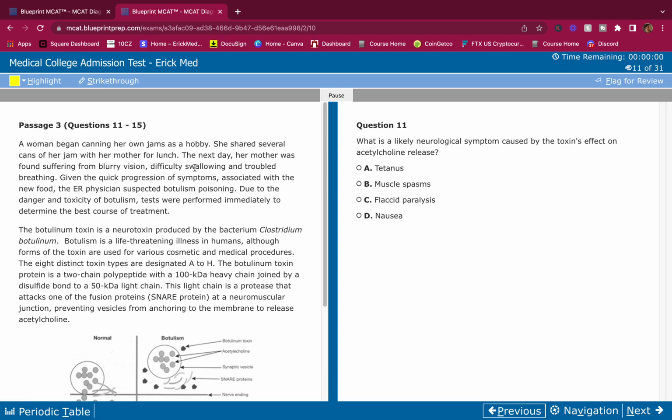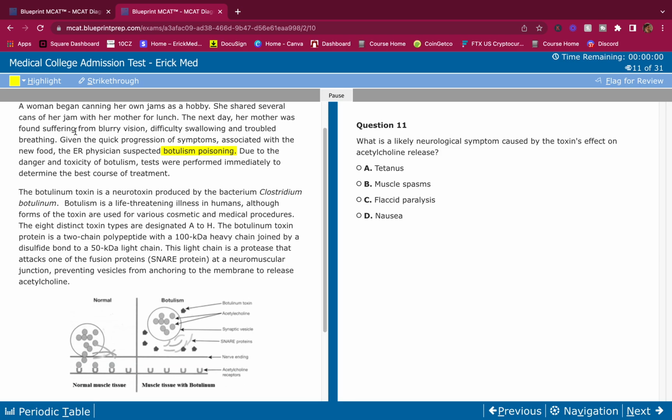Okay, so start over. A woman began canning her own jams as a hobby. She shared several cans of her jam with her mother for lunch. The next day, her mother was found suffering from blurry vision, difficulty swallowing, and troubled breathing. Oh no. Wow, okay. Given the quick progression of symptoms associated with the new food, the ER physician suspected botulism poisoning. Okay, botulism poisoning. Due to the danger and toxicity of botulism, tests were performed immediately to determine the best course of treatment.